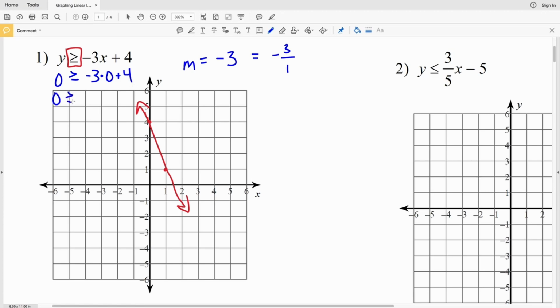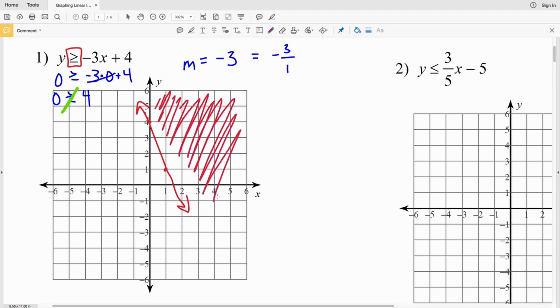So I have 0 is greater than or equal to negative 3 times 0 is 0, plus 4 is 4. I know for a fact that 0 is not greater than or equal to 4. So therefore, the point 0, 0 is not within the shaded region. And the shaded region is where the true values lie. 0, 0 is not a part of that, so I'm going to shade everything to the right of the line that I drew. And of course, this is extended down.